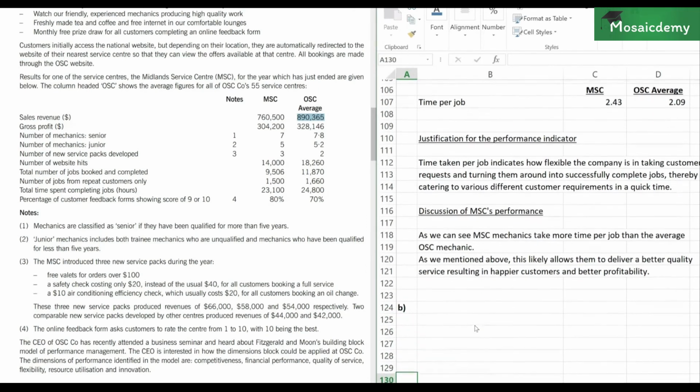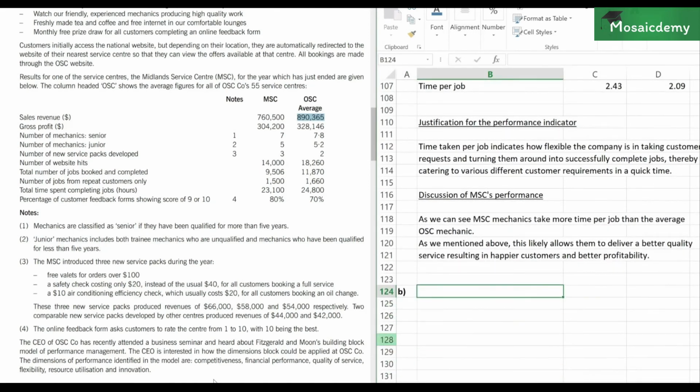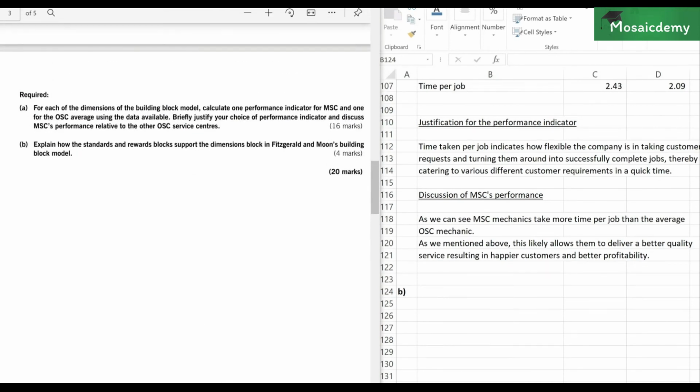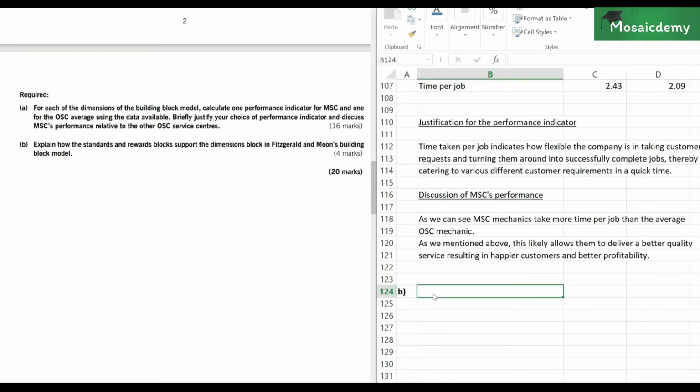So part B for 4 marks, what does it say? It says, explain how the standards and rewards block support the dimensions block in Fitzgerald and Moon's building block model. So it's a standard concept-based, theory-based question, we don't need to refer to the requirement for this, right? And that's why we need to know these models very well so that we can give good explanations. So we'll start by mentioning what standards and rewards are, and then we'll mention how they support Fitzgerald and Moon's building block model. That's always a good practice, to briefly describe the thing you're talking about and then address the requirement.